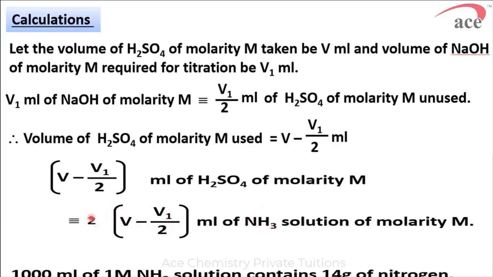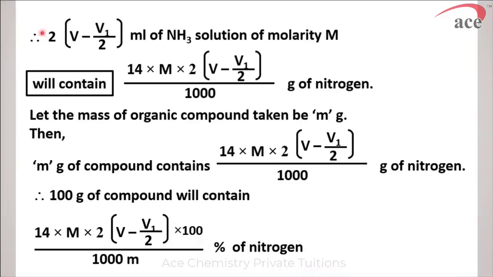Why are we multiplying by 2? Because 1 mole of sulfuric acid can consume 2 moles of ammonia. If I take 1000 ml of 1 molar ammonia, it will contain 14 gram of nitrogen, because there is one nitrogen and the atomic mass of nitrogen is 14. So 2 into V minus V1 by 2 ml of ammonia solution of molarity M will contain 14 into M into 2 into V minus V1 by 2.